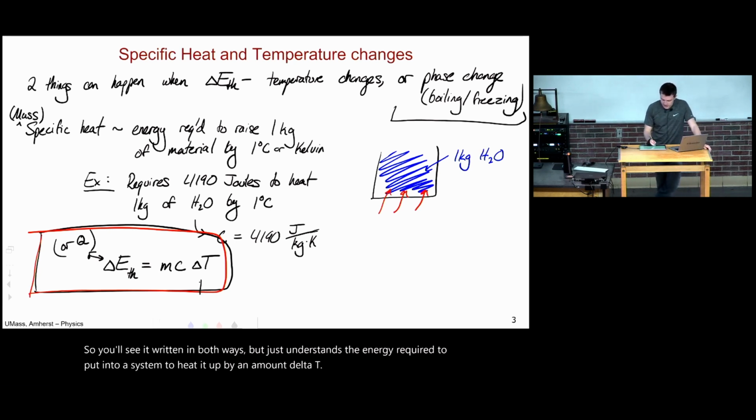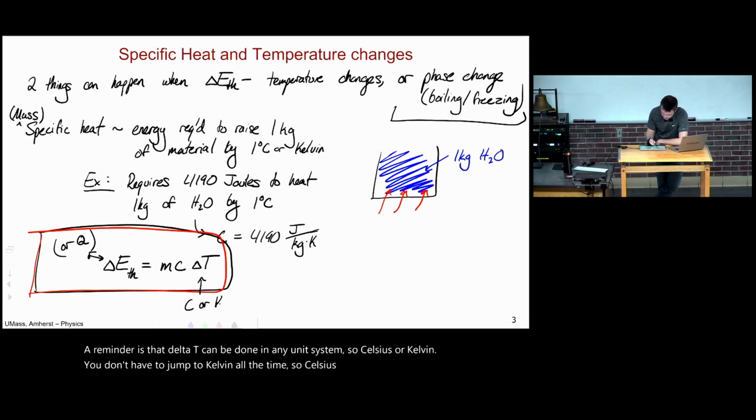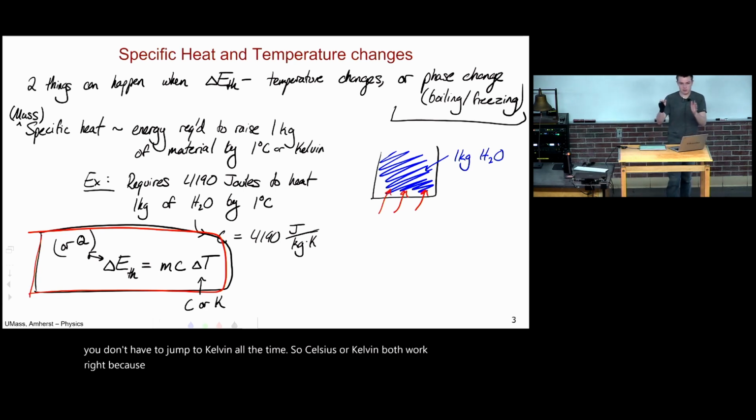A reminder is that delta T can be done in any unit system. So Celsius or Kelvin, you don't have to jump to Kelvin all the time. So Celsius or Kelvin both work, right? Because whether you use Kelvin or Celsius, the size of each degree is the same, so the delta T will be the same.